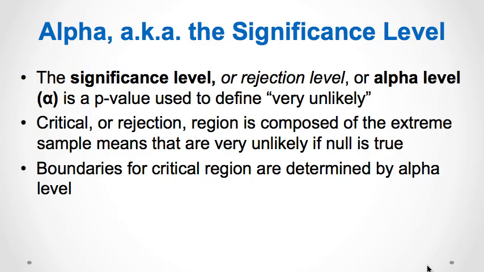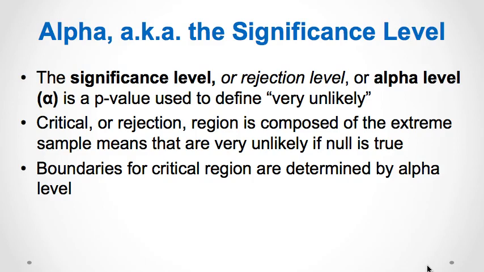The sampling distribution of sample means is divided into two regions. The region with sample means that are likely if the null hypothesis H0 is true, and the region with sample means that are very unlikely if the null hypothesis H0 is true. This second region is known as the critical or rejection region.